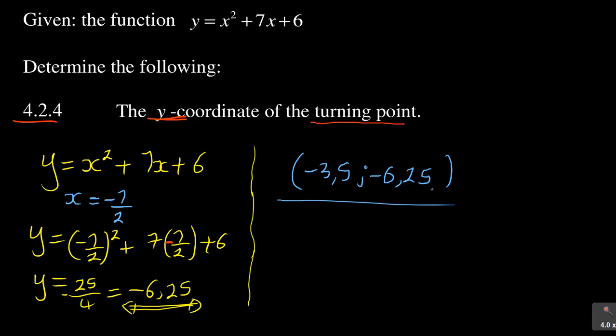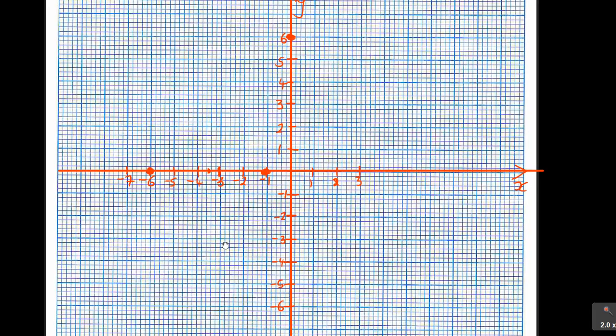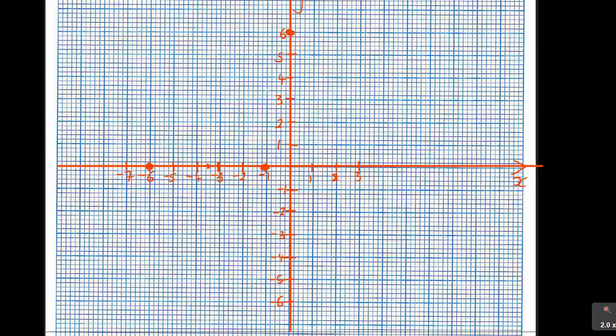Now the next point that we did look at is the turning point, which is important, which is (-3,5; -6,25). These are the coordinates of the turning point, which is -3,5 in the center here of that line. Somewhere there is -3,5 and -6,25, more like -6,2. So remember, in each square it is more like counting 2, 4, 6, 8, 10. So -6,2 is somewhere there.